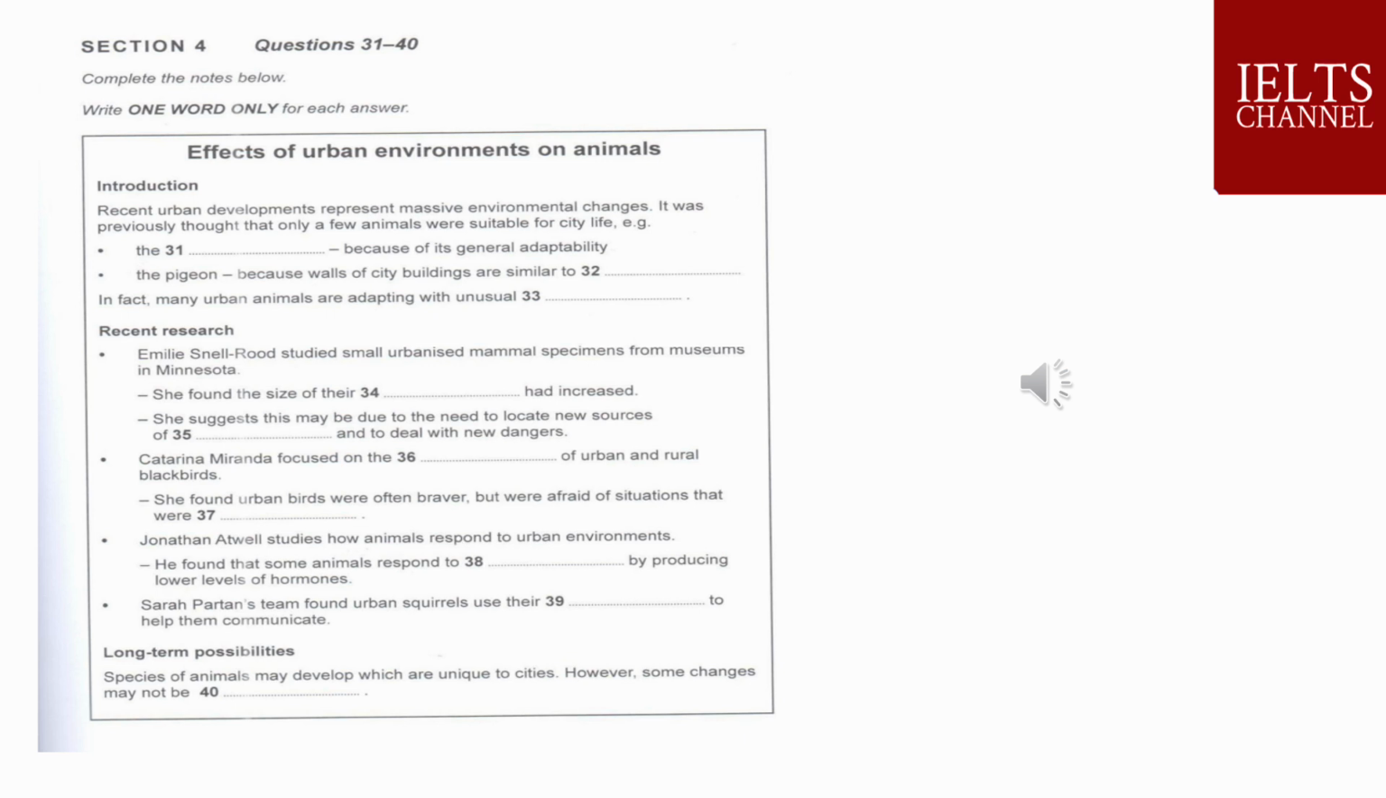One possibility is that we may see completely new species developing in cities. But on the other hand, it's possible that not all of these adaptations will be permanent. Once the animals got accustomed to its new environment, it may no longer need the features it's developed. So now we've had a look at adaptation.